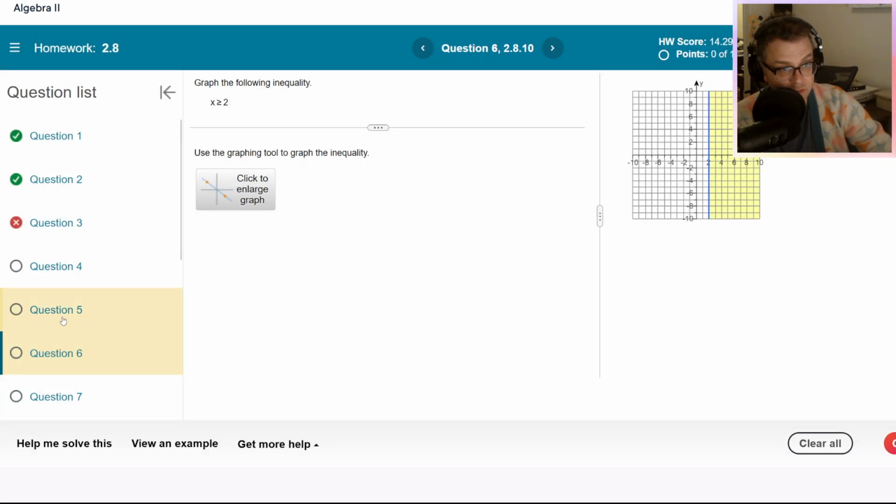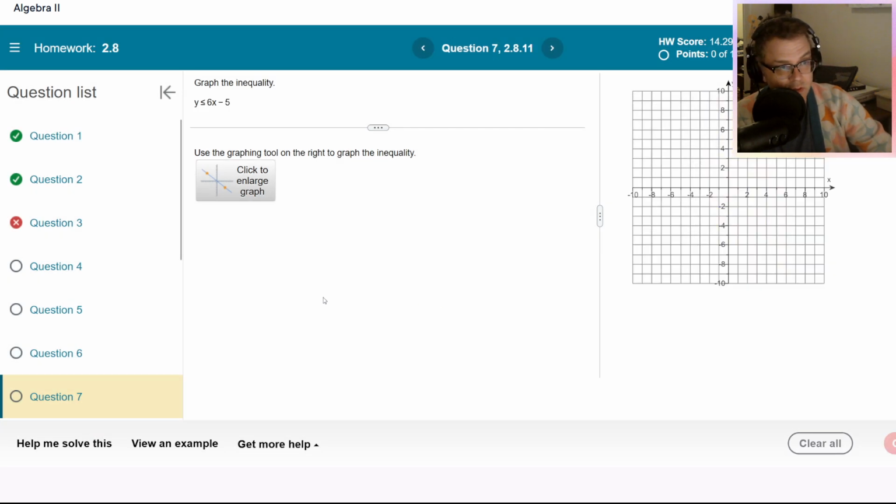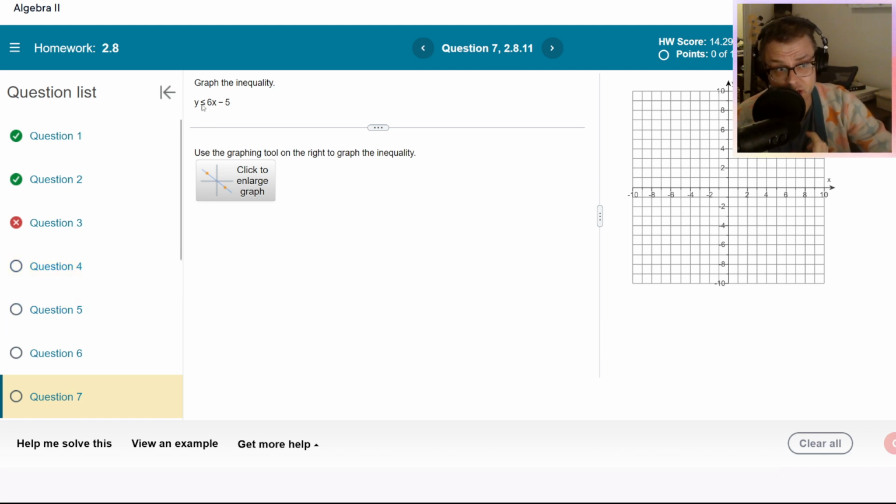And that's it. Okay. Question 7. Same thing. Just, again, type them into Desmos and copy them, but just make sure you're copying, is it a dotted line or an equal line? This is a greater than or equal to, which means it's going to be a solid line.